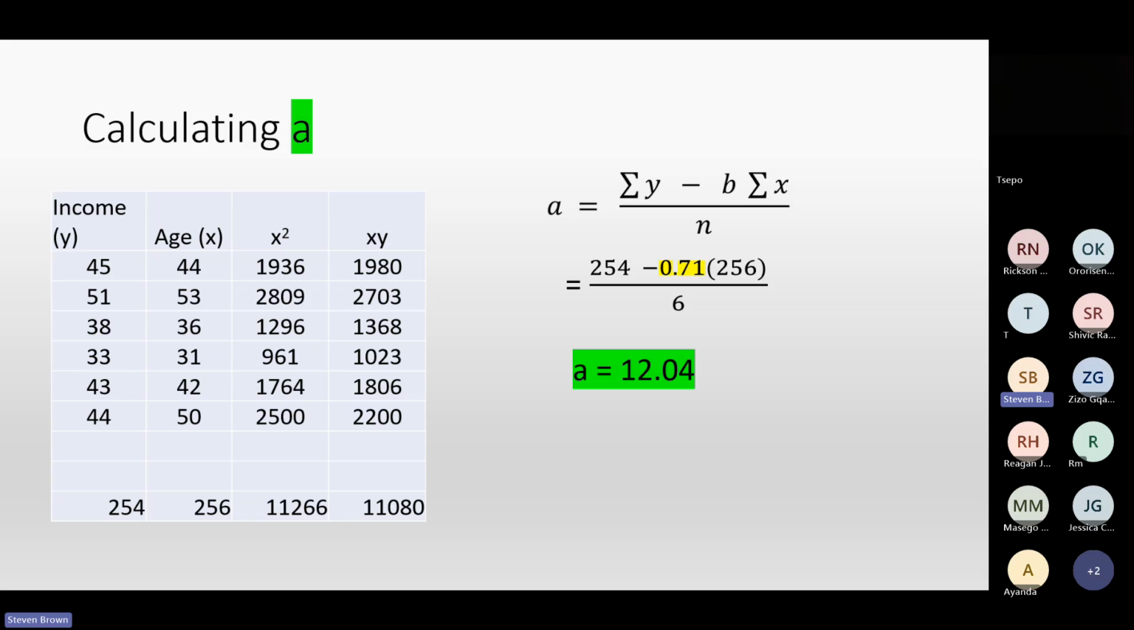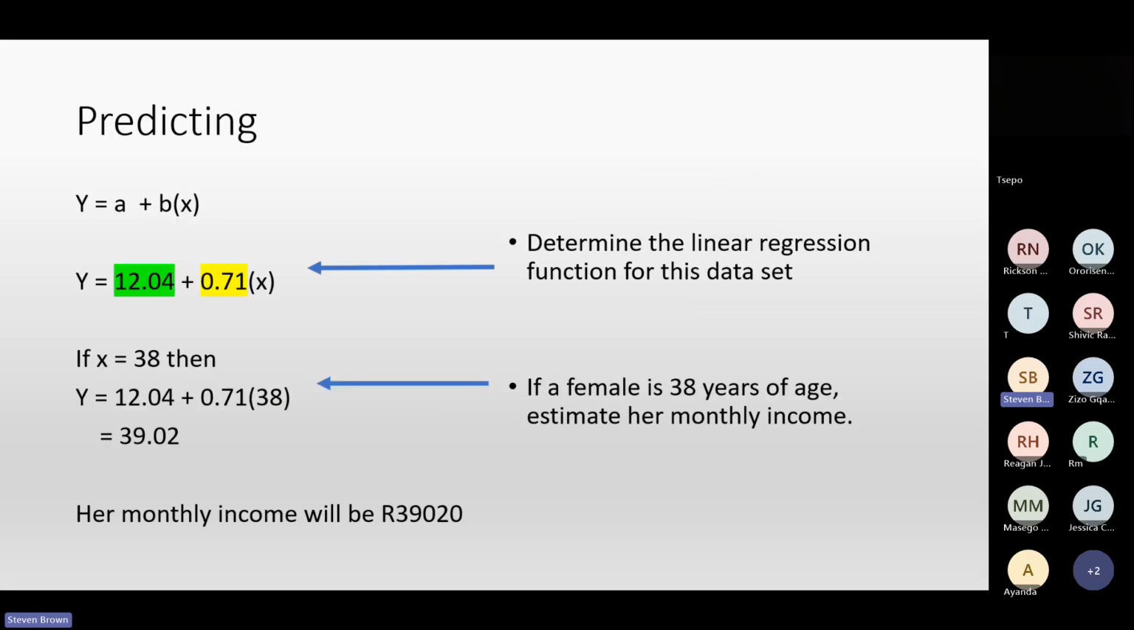Now we can fill it in to our formula, which is y equals A plus BX. We've got our A, which is 12.04. We've got our B, which is 0.71. That becomes, students, the line of best fit. So on a scatter curve, that is the linear equation that minimizes the deviations from the mean.